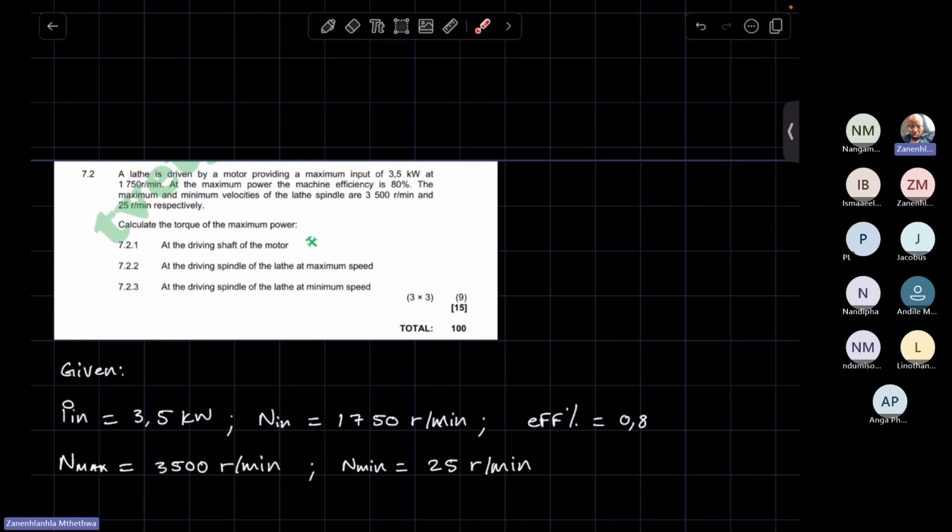Now the feed is given to you in terms of millimeters per revolution, and the cutting depth will be in millimeters. The cutting pressure is normally given to you in terms of newtons per millimeter squared. So there are two types of problems, this one and that one.